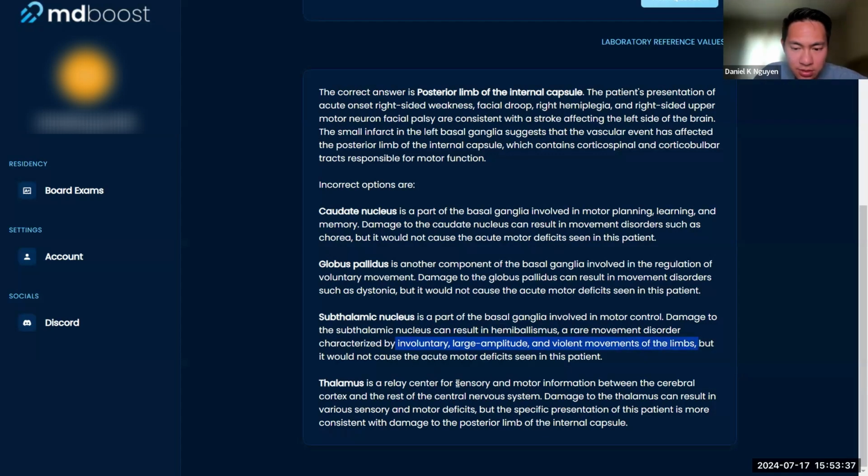Thalamus is usually sensory. So thalamus can relate to various sensory motor deficits, but not this. Usually they say that the thalamus is going to be more sensory, pain and things like that.